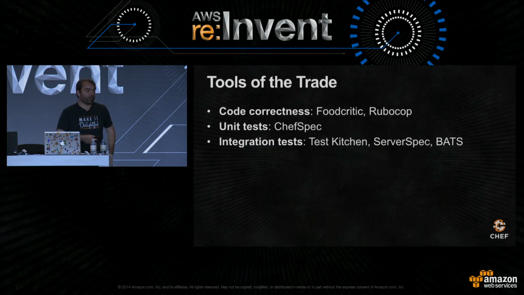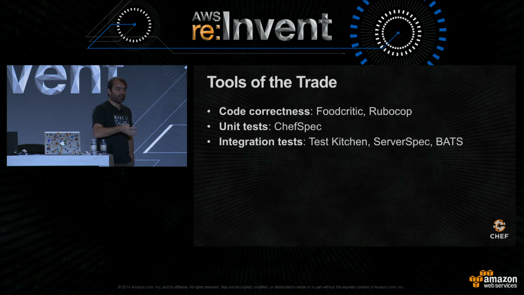And there are some tools of the trade that you should look at if you're interested in test-driven infrastructure. Two of them, Foodcritic and RuboCop, are basically sanity checking to make sure that you're using community best practices, not only in the Chef community, but also in the Ruby community as well. There are unit tests. ChefSpec is basically a version of RSpec that we've extended to make sure that your resources inside of Chef are actually behaving correctly. And then we have some integration test tooling as well. One of the tools of the trade is Test Kitchen.